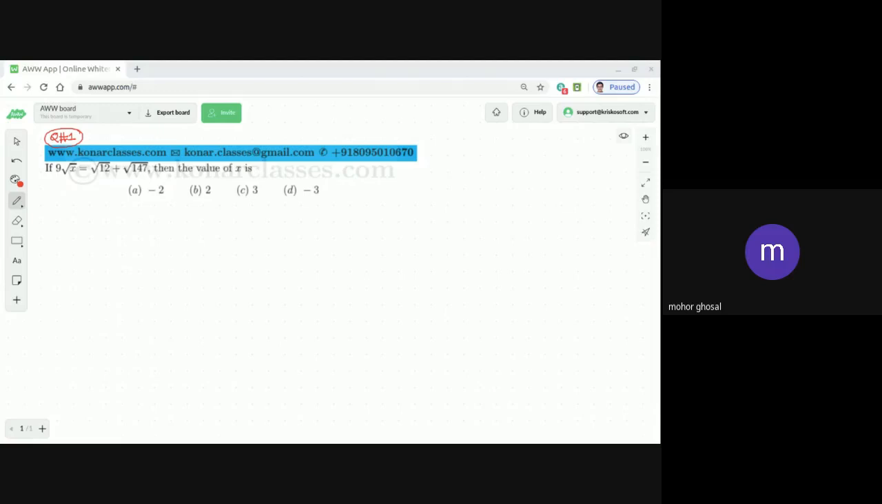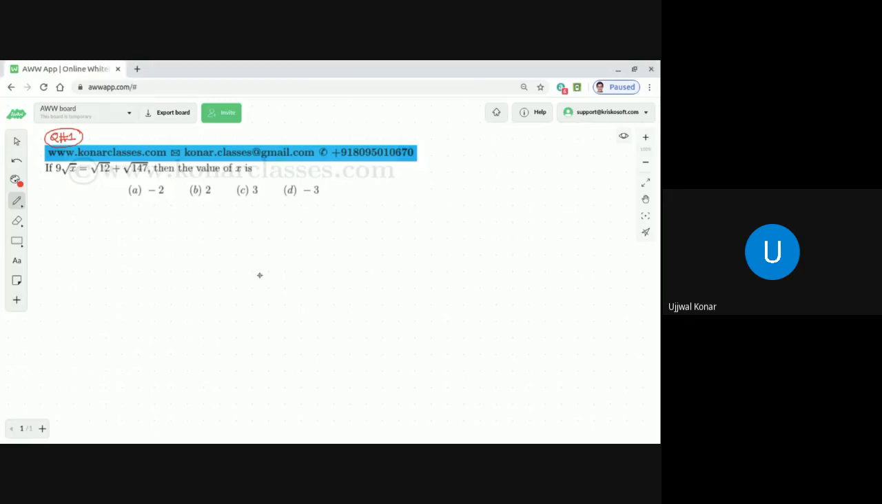Sir, I wrote root 12 is 2 root 3 and root 147 is 7 root 3. Very good. 2 root 3 plus 7 root 3 becomes 9 root 3. Correct. Exactly. So equating, we get x equal to 3. Yes, correct. Very well done.